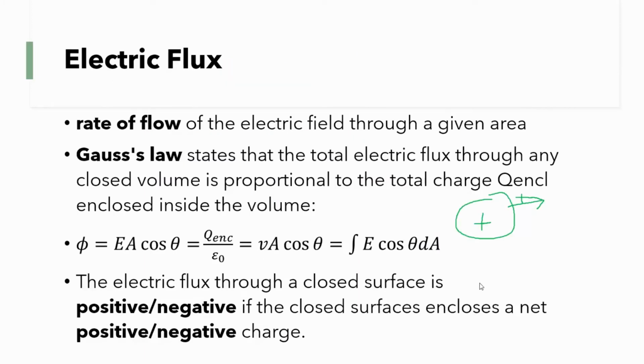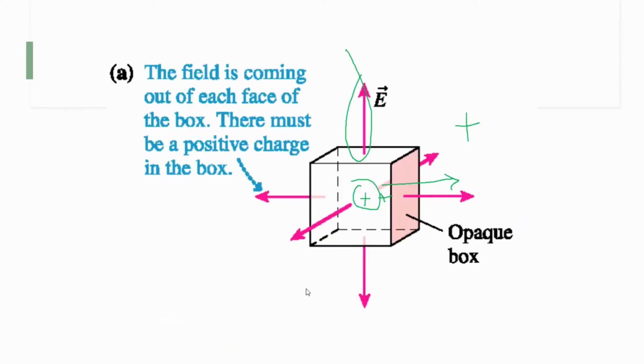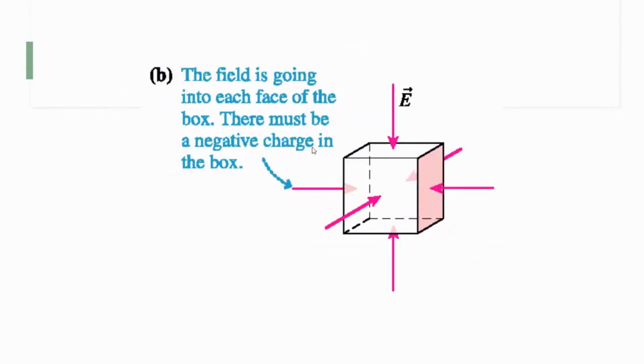Ito lang is parang restatement ng statement na ito. The electric flux is positive if may positive na charge inside. Isang sign ng positive electric flux is lumalabas yung mga electric field lines. So, ayan. Pag may lumalabas, positive electric flux, may positive charge. Same goes for negative electric flux. Kung may negative charge dito, ang tendency ng positive charges is to move inwards. So, ayun. Yun lang yan. Pag may pumapasok, that's negative.